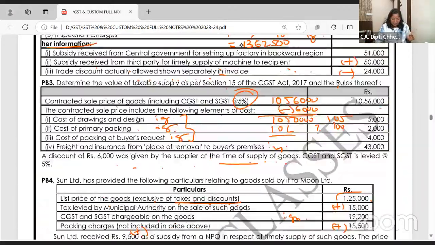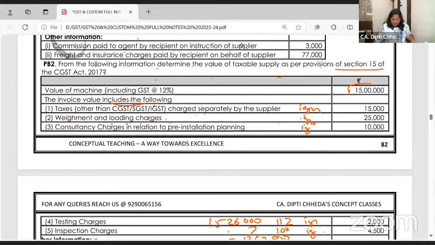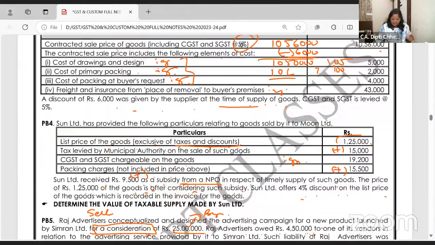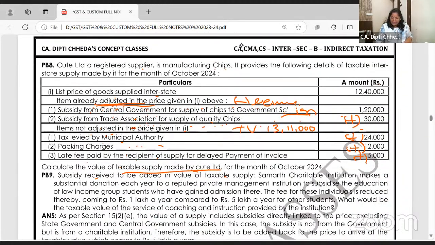पहले के भी problem में है देखो. The value includes or adjusted. So here the value of already adjusted means निकाल दिया है, already plus minus कर दिया है, you have removed subsidy. So if you have removed central government, no problem. If you have removed this, then you have to add. I know this language is little tricky, adjusted wala.